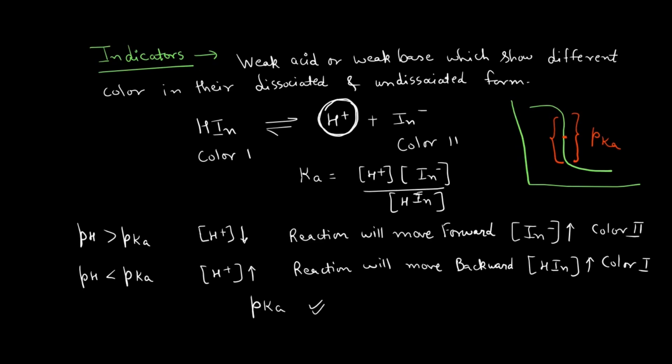The acid-base indicators are given in your data booklet. You can check the data booklet to find several acid-base indicators and their pKa values, the range of the pKa values in which they change the color. So that pKa range should lie within this vertical line pH range for this titration curve.